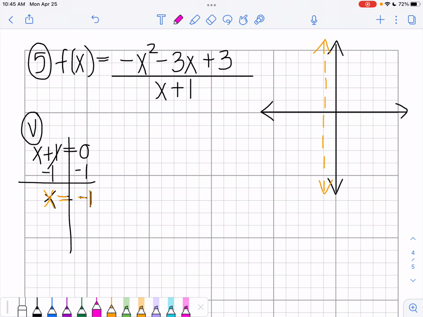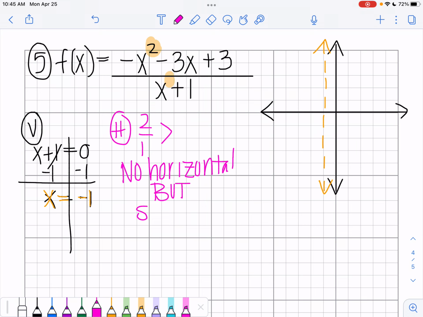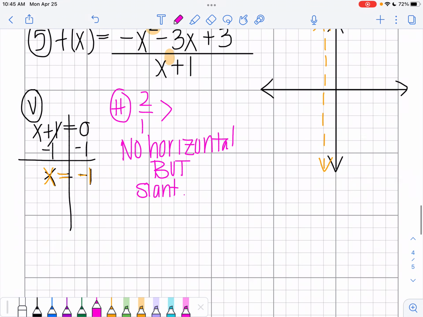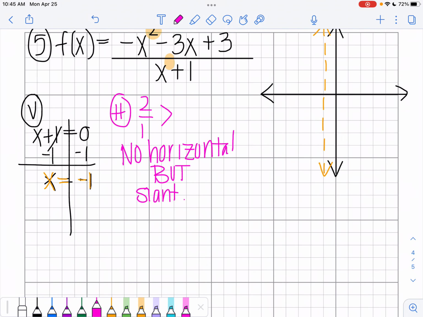Okay, now horizontal. My degree on my top, remember we're looking here, is 2. My degree on the bottom is 1. So my top is greater than the bottom. So I have no horizontal, but I have a slant. So to figure this out, I have to do polynomial long division. So x plus 1, and inside we have a negative x squared minus 3x plus 3.